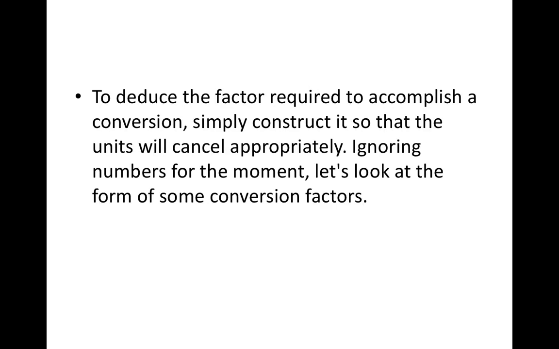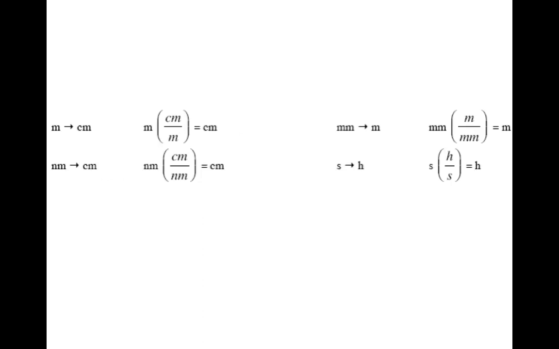To deduce the factor required to accomplish a conversion, simply construct it so that the units will cancel appropriately. Ignoring numbers for the moment, let's look at the form of some conversion factors. For example, if you want to convert meters to centimeters, then you would multiply meters by centimeters over meters to get centimeters. If you want to convert nanometers to centimeters, you would multiply nanometers by centimeters over nanometers to get centimeters.